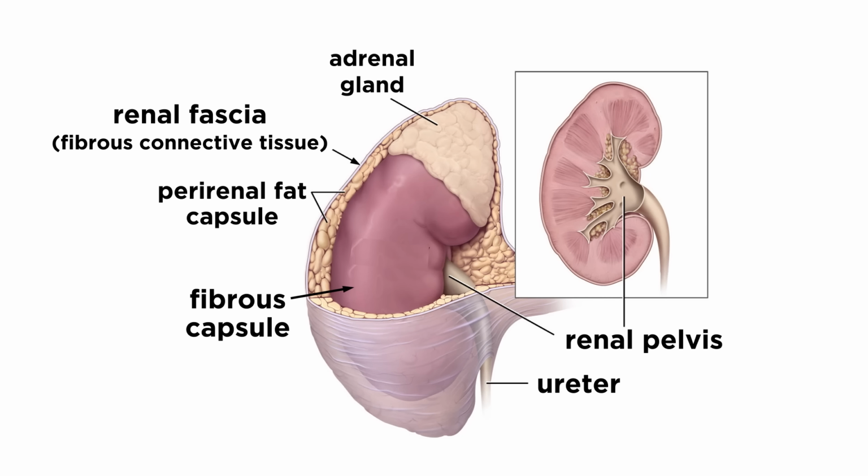Supportive tissue surrounds each kidney, and this is made of three layers. First, the outermost renal fascia, made of dense fibrous connective tissue that secures the kidneys in place. Then, the pararenal fat capsule that cushions the kidney. And then the innermost fibrous capsule that prevents infections from spreading to the kidney.